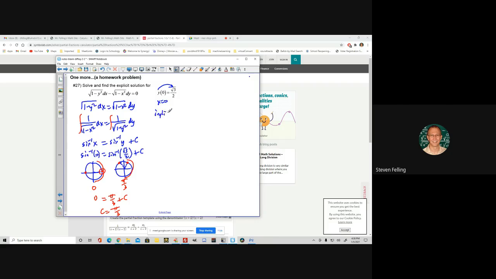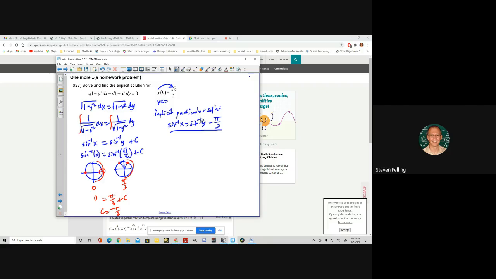implicit particular solution would be inverse sine of x equals inverse sine of y minus pi over 3. Okay, so there's the implicit solution. And then could we solve this for y to get an explicit solution?